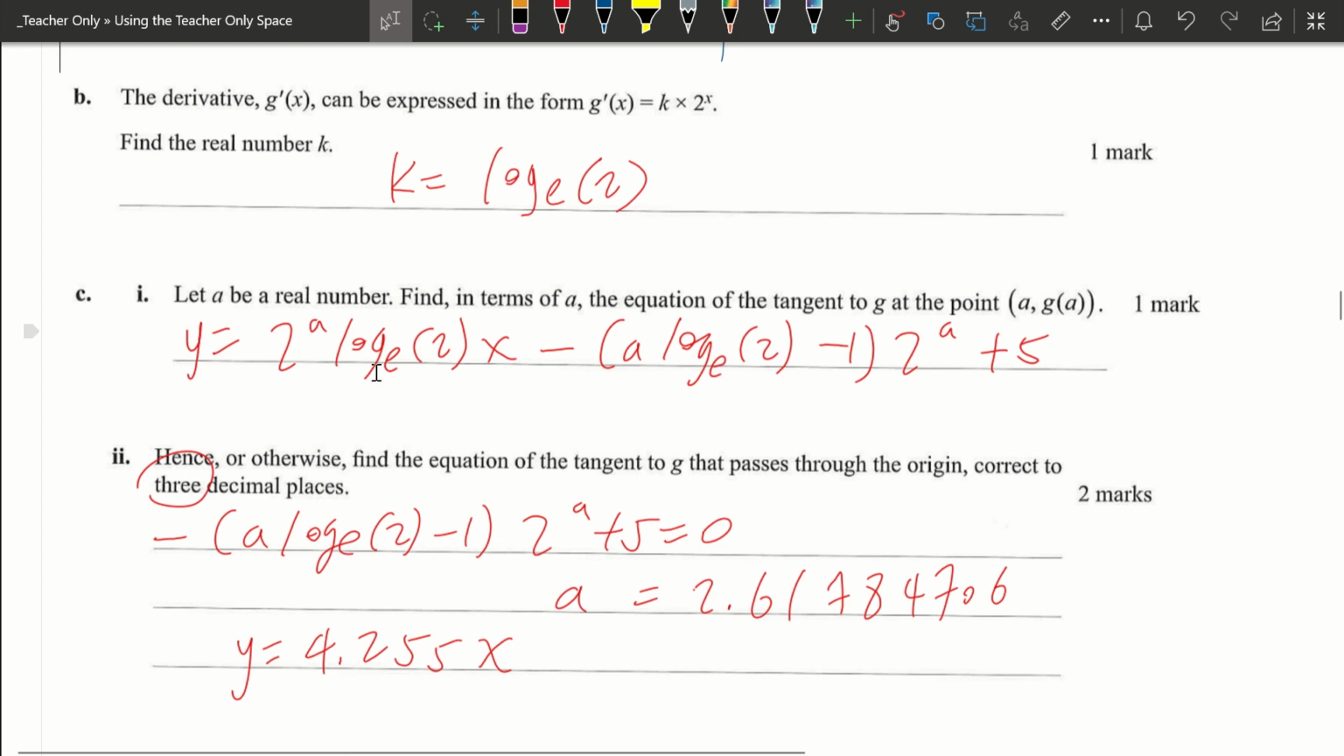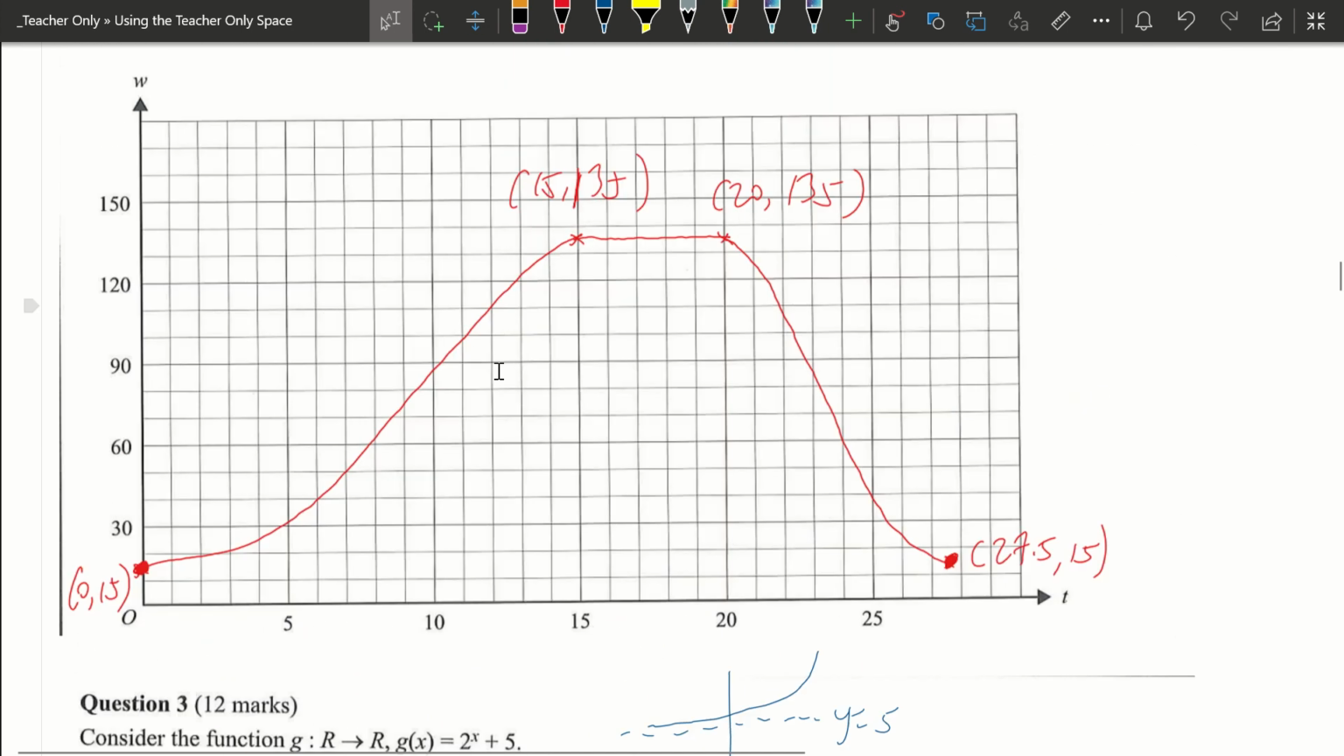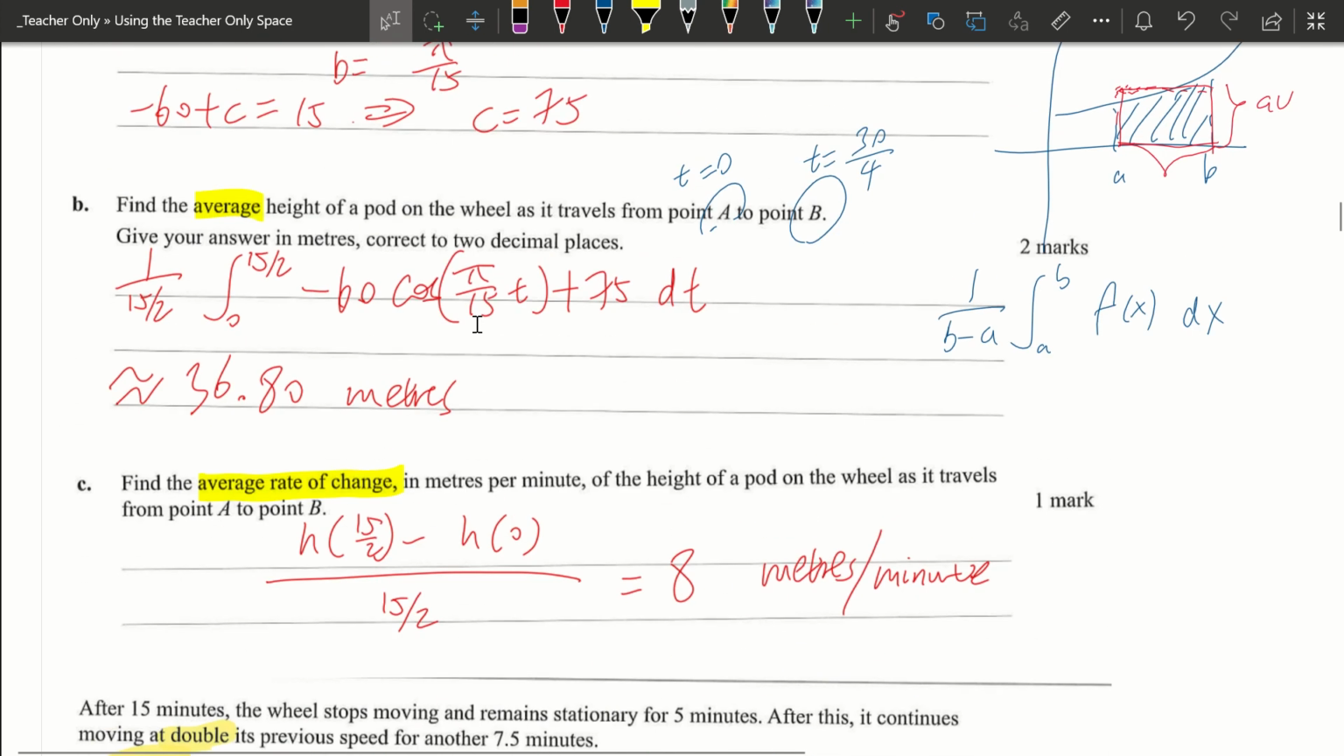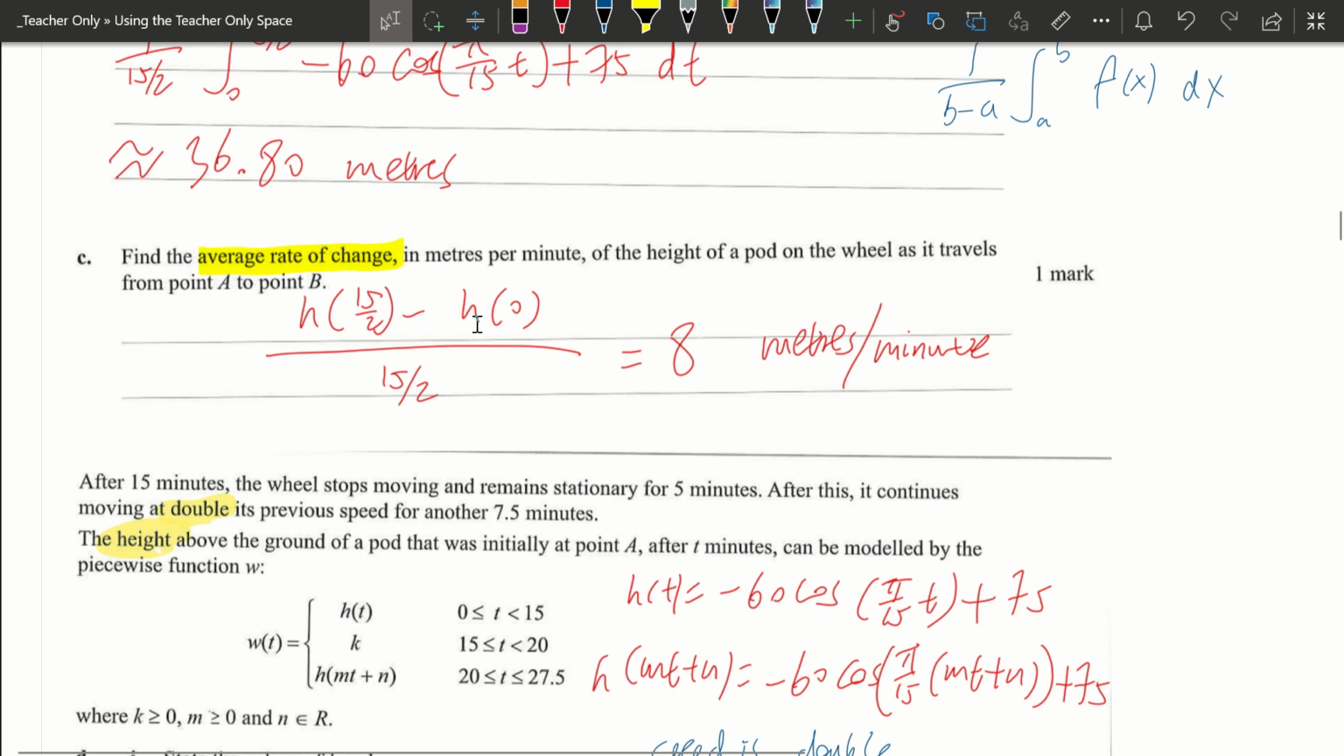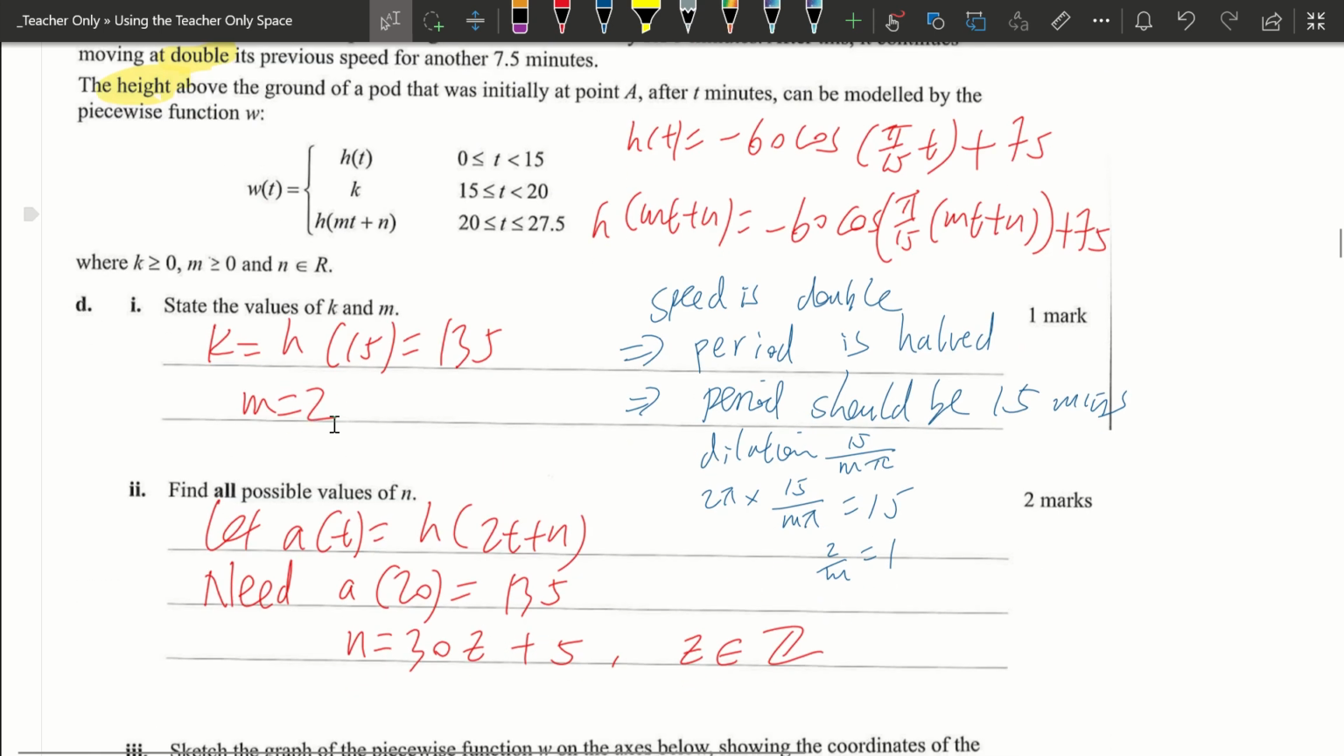So either you can't do C1, but then you somehow find a very complicated and difficult way to do C2, and you could still get it. But chances are, if you couldn't do C1, then you couldn't do C2. So it's very difficult to get consequential marks, and you get 3 marks taken off all of a sudden, just because you can't do C1. Same thing here. Same thing here.